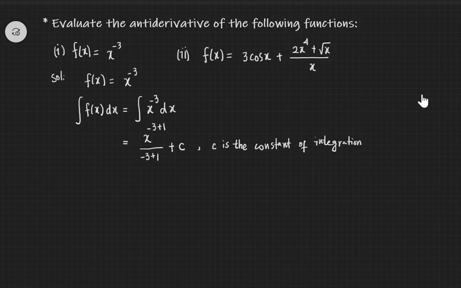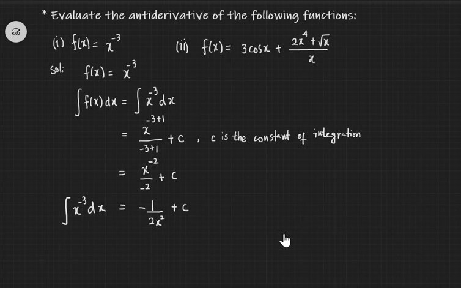Okay, then we can further simplify this function as x power minus 3 plus 1 becomes minus 2, divided by minus 2, plus c, and it can be further simplified as minus 1 upon 2 x power 2 plus c. Now this is the antiderivative of the function x power minus 3 with respect to x.